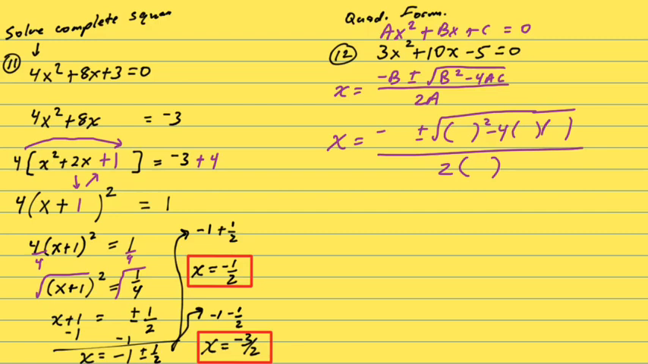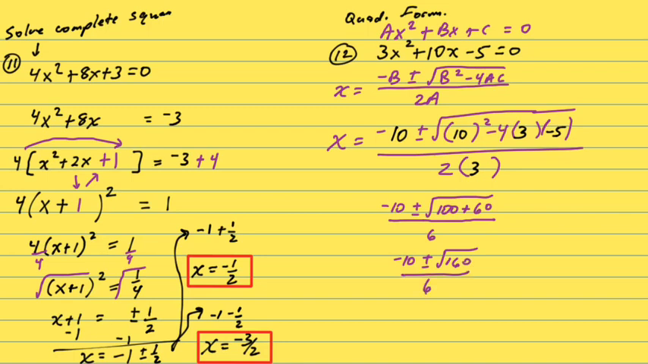What is b? b is 10, so I put the 10 in. What is a? 3. I think the a is on bottom also. And what's c? -5. So you get -10 plus or minus the square root of 100 plus, because two negatives make it plus. Let's see, 3 times 4 is 12, times 5 is 60, so you get the square root of 160. So you have -10 plus or minus radical 160 all over 6.